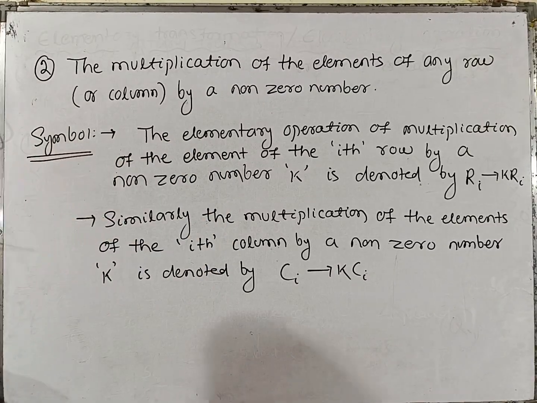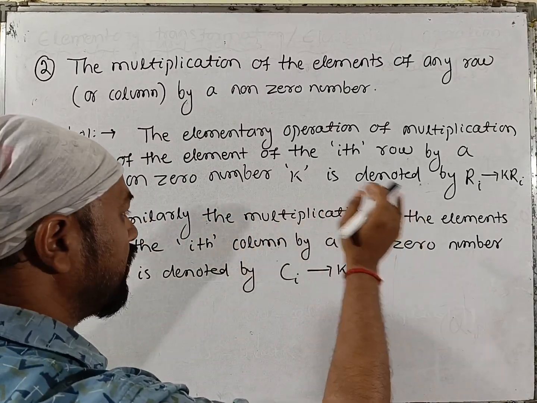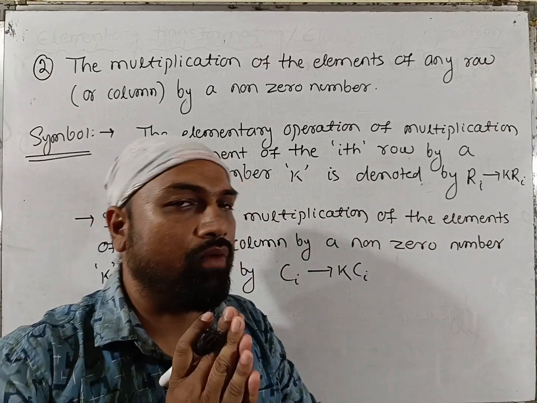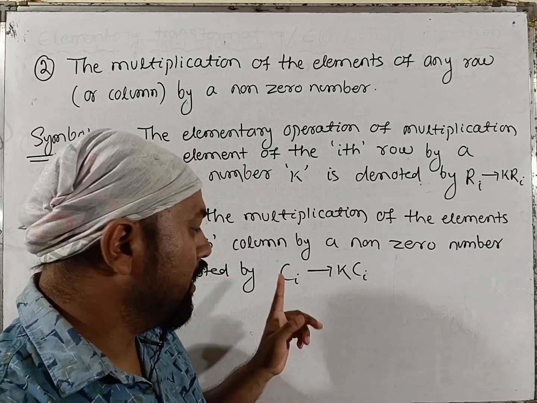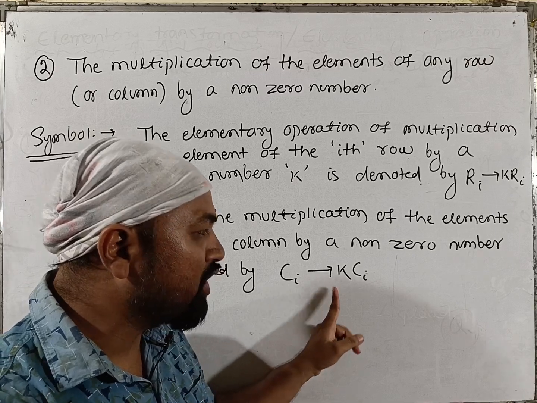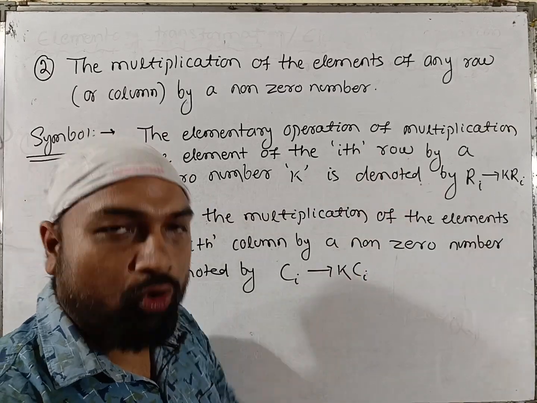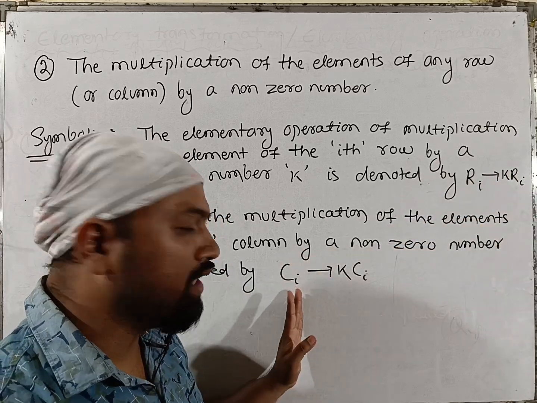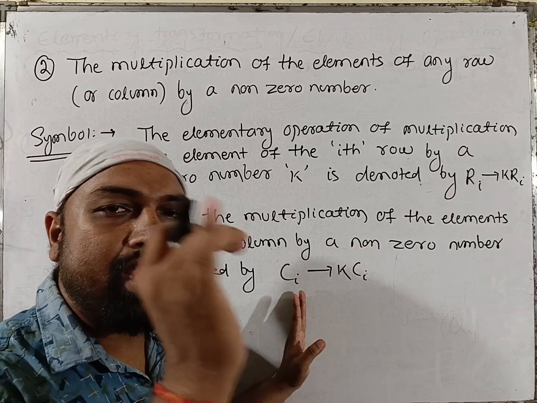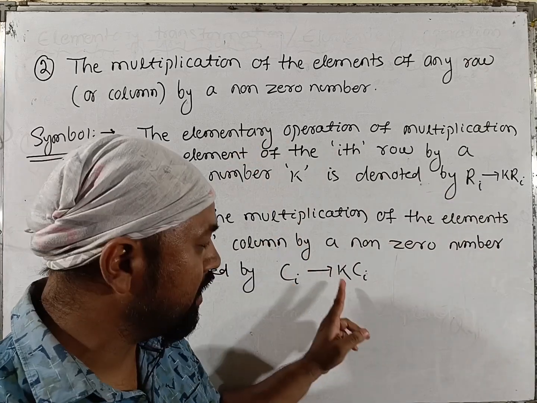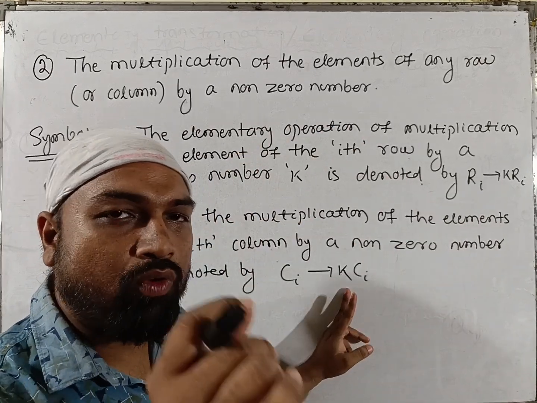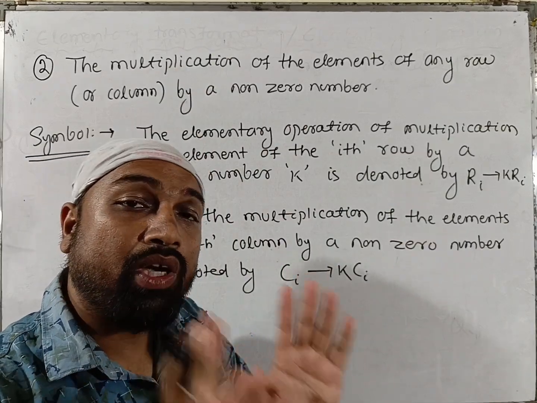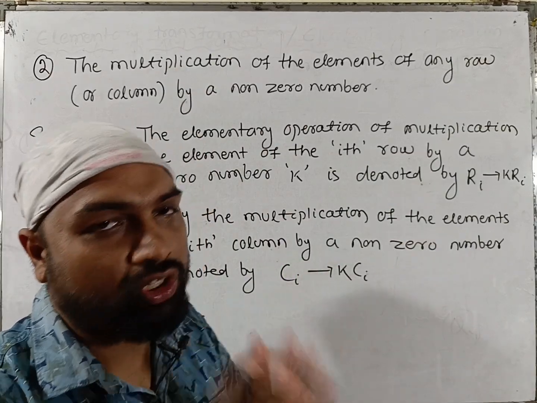Similarly, in case of a column, you have to multiply the non-zero number k to each and every element present in the particular column, and you mention it in the form of Ci is replaced by kCi. In case of a row, we have written Ri is replaced with kRi. But in case of a column, we write Ci is replaced by kCi, where k is the non-zero number. And you have to multiply that k to each and every element present in the particular row or particular column mentioned to you.